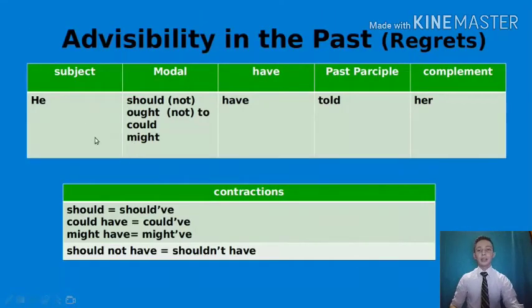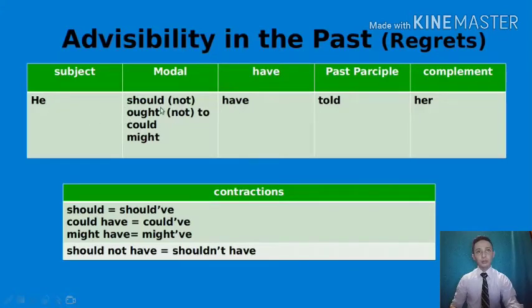And well, this is the next content: advisability in the past, regrets. Well, this is for something that already happened. It's advice for something that already happened. And we have the structure here: subject plus the modal plus have plus past participle plus the complement. Example: he should or should not have told her. What? We don't know. We can use all the possibilities here.